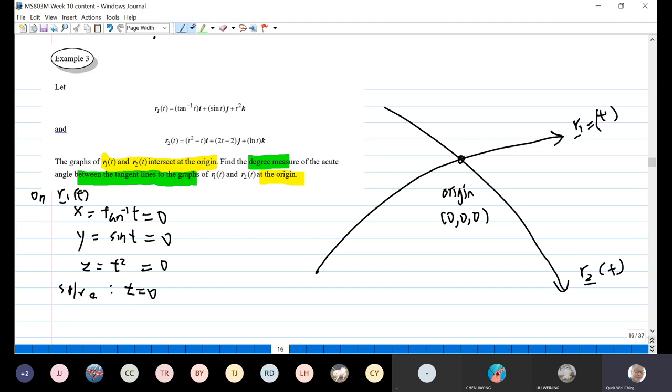So that means that at this point, what we are interested in is, if we move along the curve this way, the tangent direction of this line is r1 prime at 0. Okay, the direction of this tangent line, we know that r prime is always tangent to the curve, at the point where t is equal to 0. Okay, so r1 prime at 0 is tangent to the curve at the origin. Then how about the other one, r2 now? You have x equal to t squared minus t, y equal to 2t minus 2, z equal to ln t. At the origin, you want it to be 0.